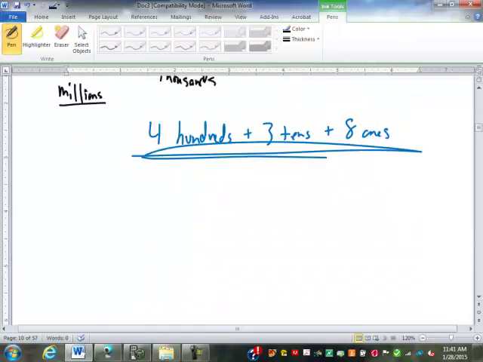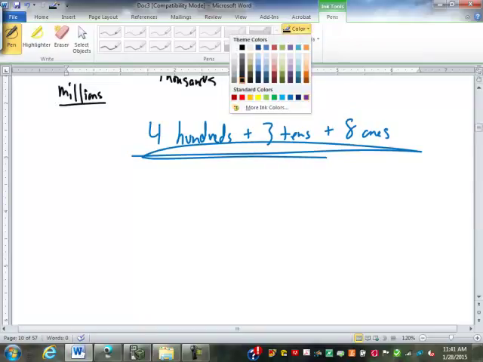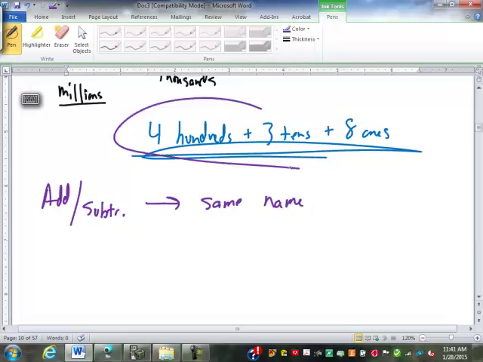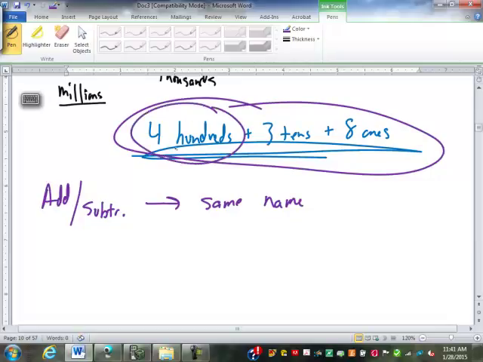For example, one of the big things we talked about on Monday is that when we add or subtract, you must have the same name. We can only combine things with the same name. Well, as we look at this here, in the number in its full form or expanded form, we can see that each digit of a number has a count and a name.